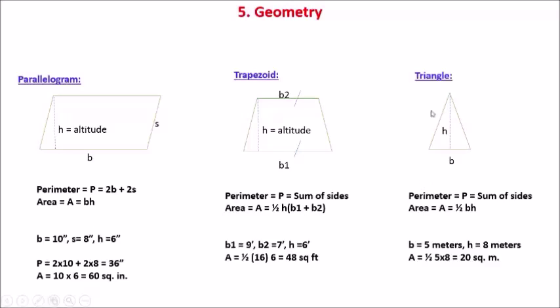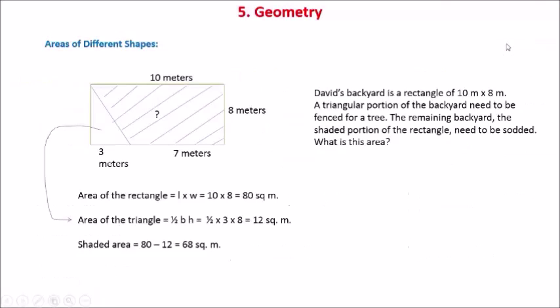For the triangle, the perimeter is just the sum of the 3 sides. The area of a triangle is 1/2 base times the height. Let's say the base is 5 meters and height H is 8 meters. Then what is the area of the triangle? It's 1/2 times 5 times 8, so that's 20 square meters. These problems are very, very simple.